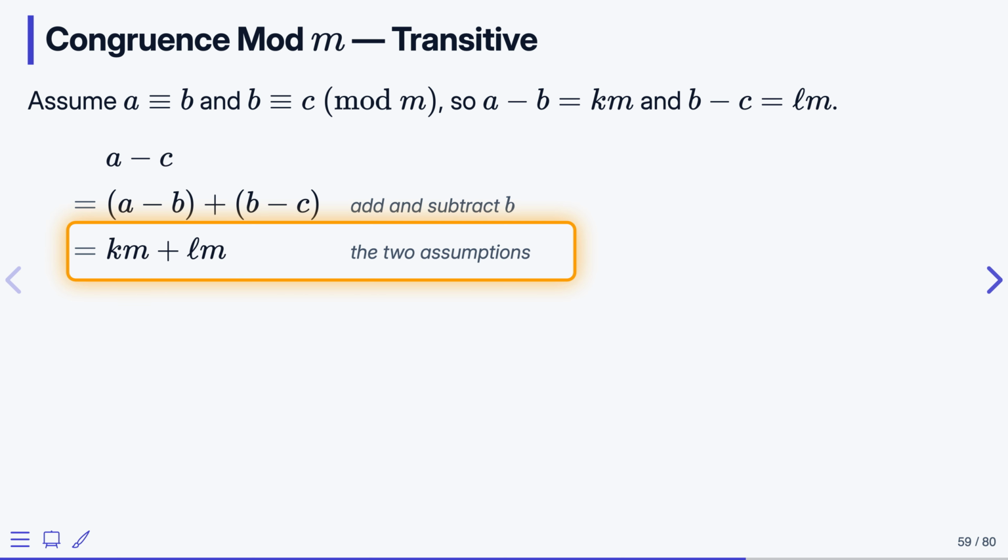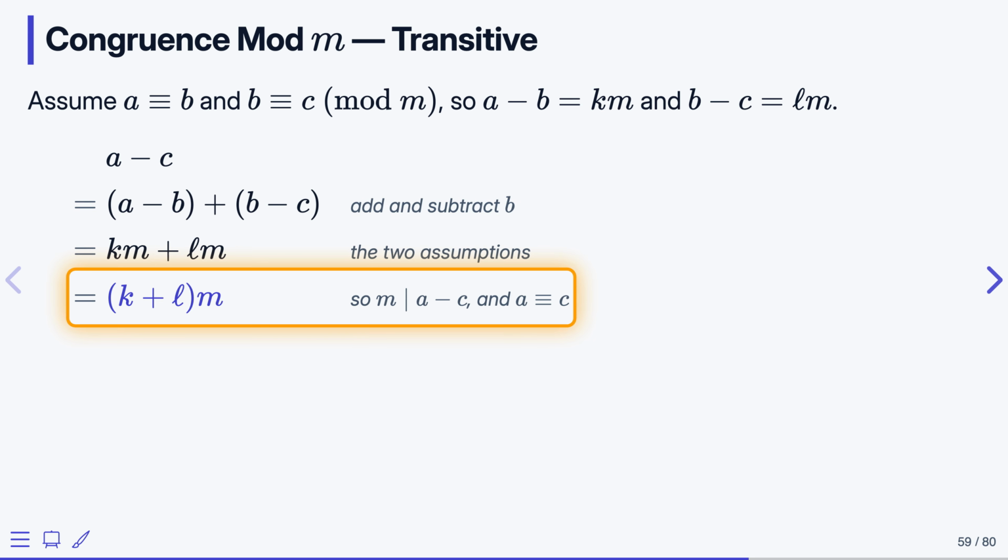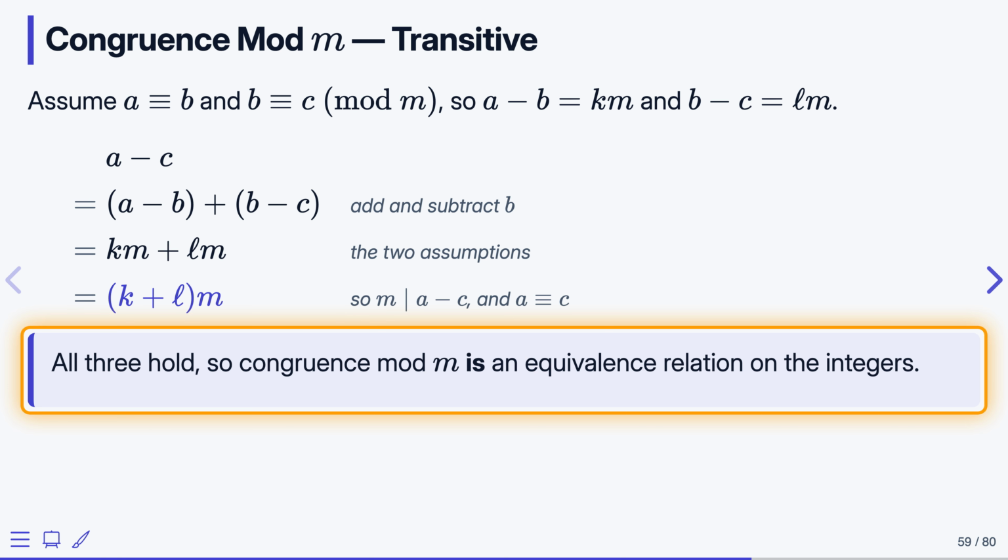Step 2. Now replace each bracket using our assumptions. The first bracket is k times m, the second is l times m. Step 3. Add them. We get k plus l, all times m, and k plus l is an integer because adding two integers gives an integer. So m divides a minus c, which means a is congruent to c. All three properties hold. So congruence mod m is an equivalence relation on the integers.